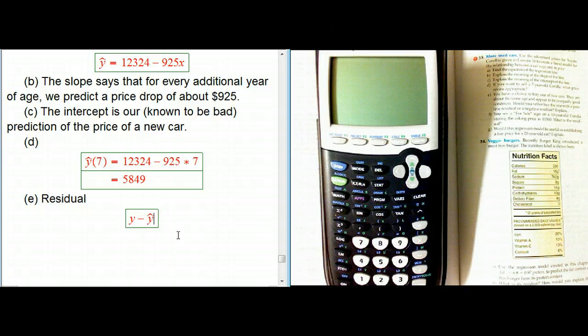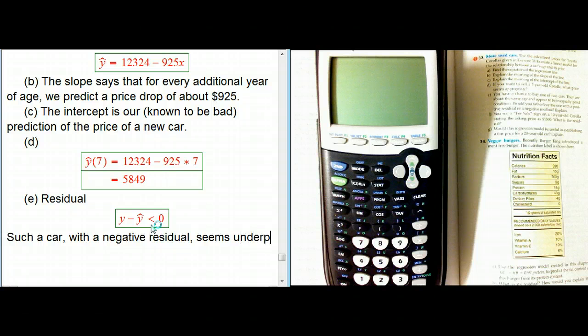Well, I want a cheap car. I want something that's kind of underpriced according to this model. So I'd like that to be negative, because that's when the y, the actual price, is less than what I would predict, what I would expect. Okay. I wouldn't want the one with a positive residual because that would seem overpriced. Okay. So such a car with a negative residual will seem underpriced, which is good as long as you're not suspicious of, well, maybe I didn't really look at the condition of the car very carefully.